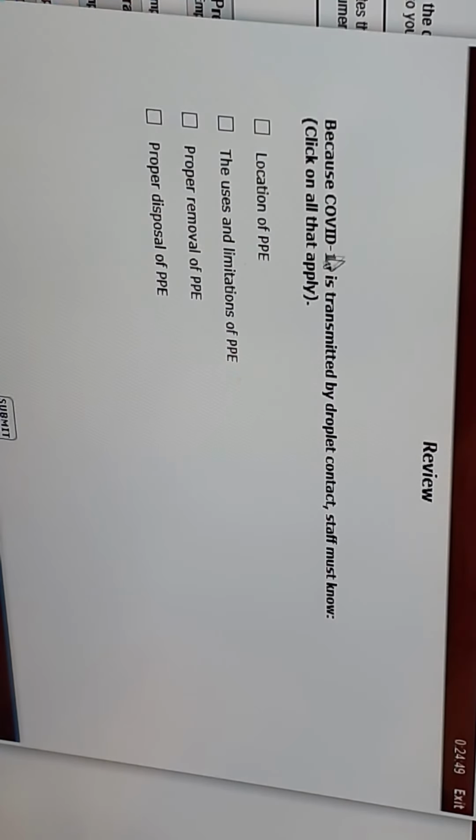Because COVID-19 is transmitted by droplet contact, staff must know the location of PPE, the uses and limitations of PPE, proper removal of PPE, or proper disposal of PPE.